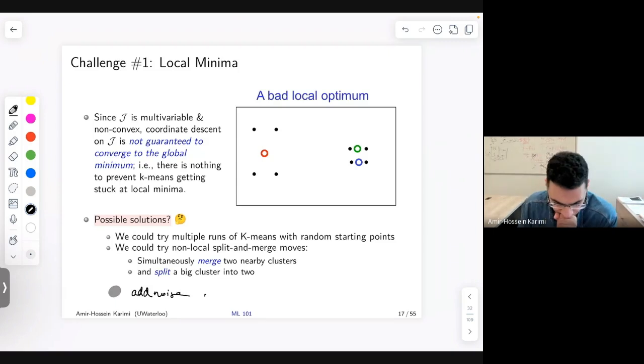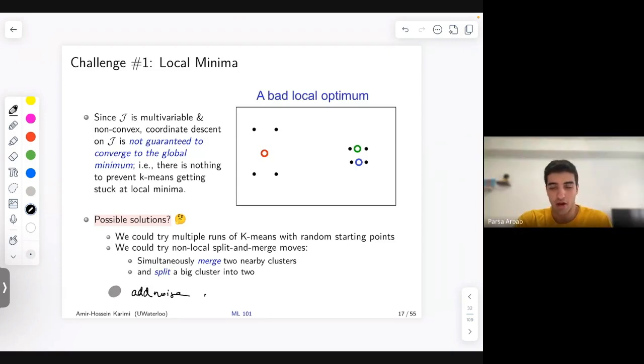Yes, Pars? So you said we can, I guess, optimize multiple times and then reuse the optimizations as initial points.